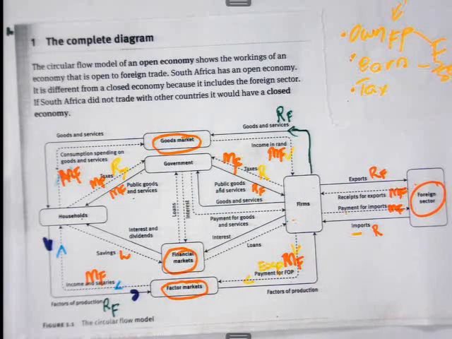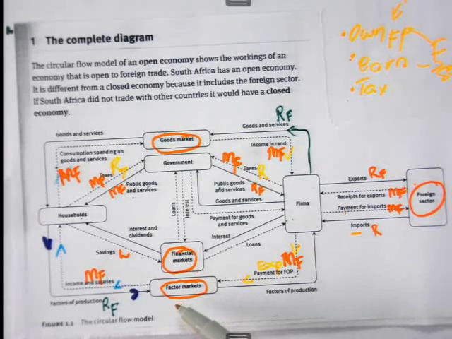Then we have the factors market. The factors market is a market where we buy and sell the factors of production. For example, capital is borrowed, labor is hired, property is rented, and entrepreneurs sell their services. Examples of factor markets include the financial market, the labor market, as well as the property market.